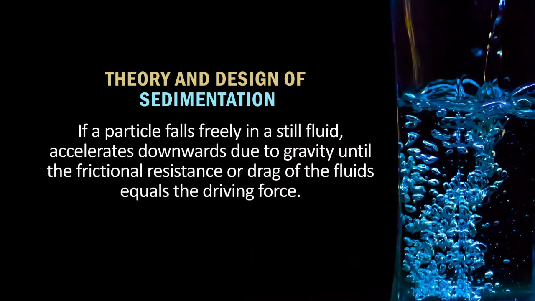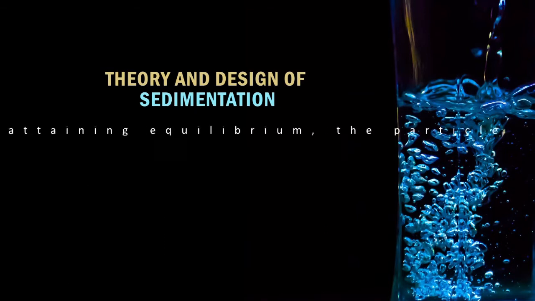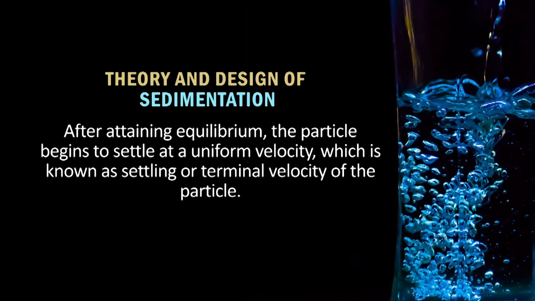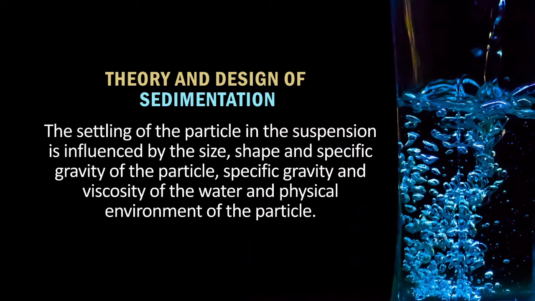If a particle falls freely in a still fluid, it accelerates downward due to gravity until the frictional resistance or drag of the fluid equals the driving force. After attaining equilibrium, the particle begins to settle at a uniform velocity, which is known as the settling or terminal velocity of the particle. The settling of the particle in suspension is influenced by the size, shape, and specific gravity of the particle, specific gravity and viscosity of the water, and the physical environment of the particle.